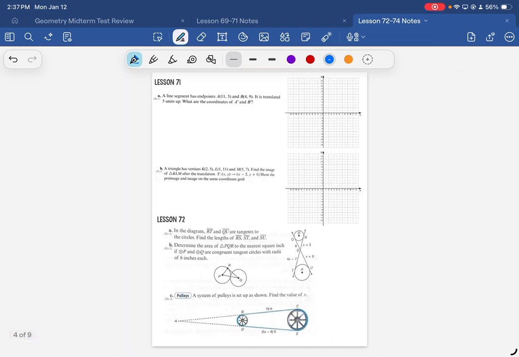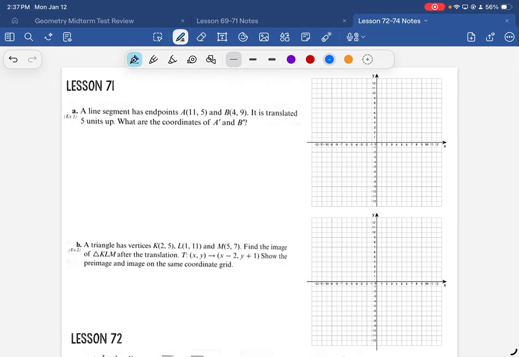Okay. Go ahead and attempt these practice problems. I want to check them before you leave. The one for Lesson 71 that I was confused on.